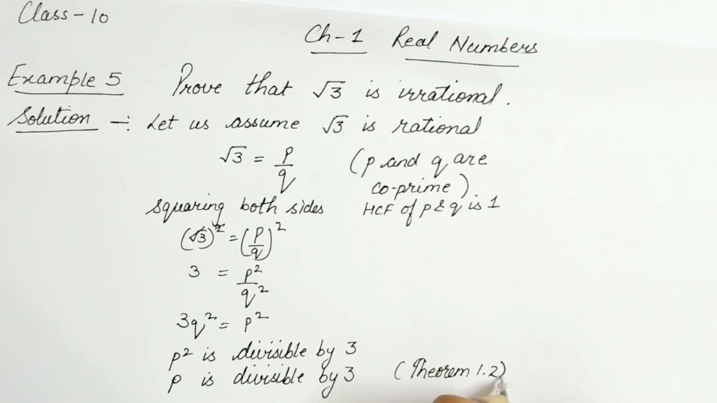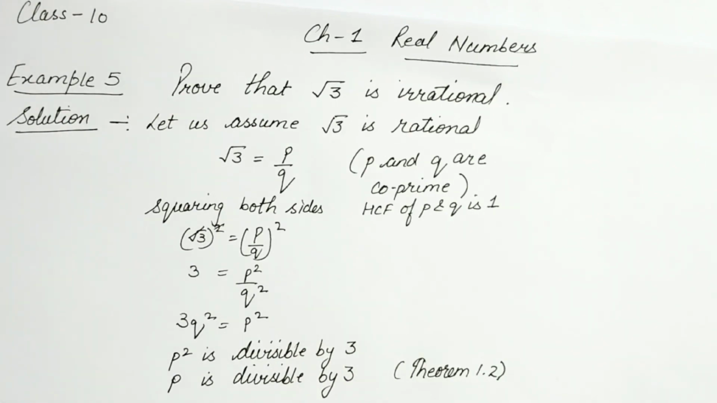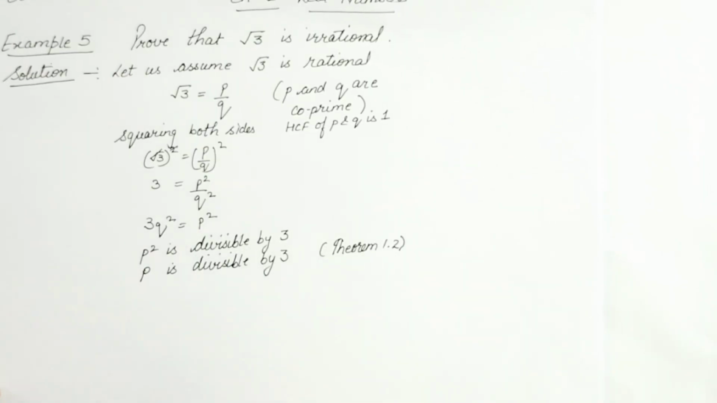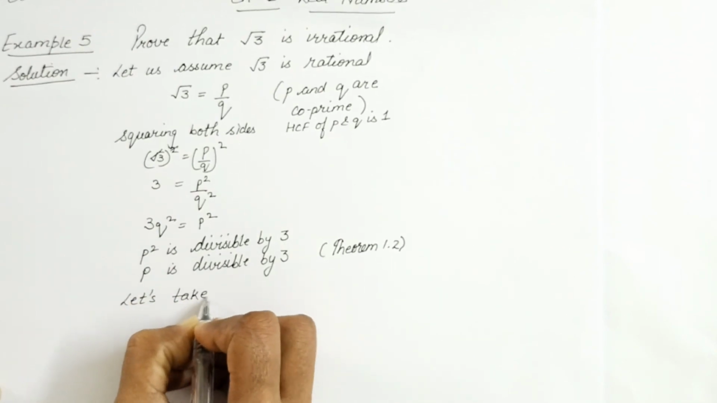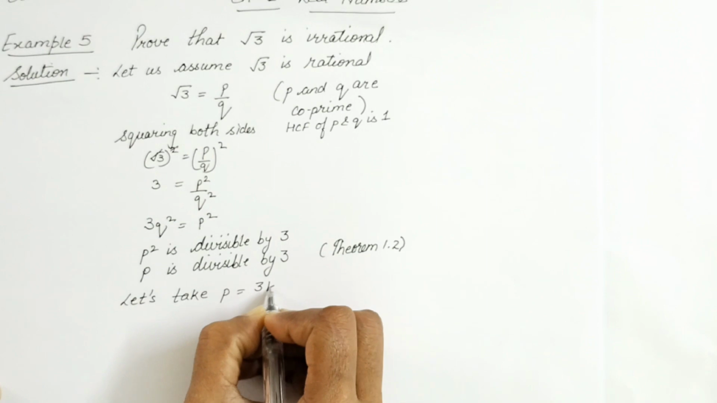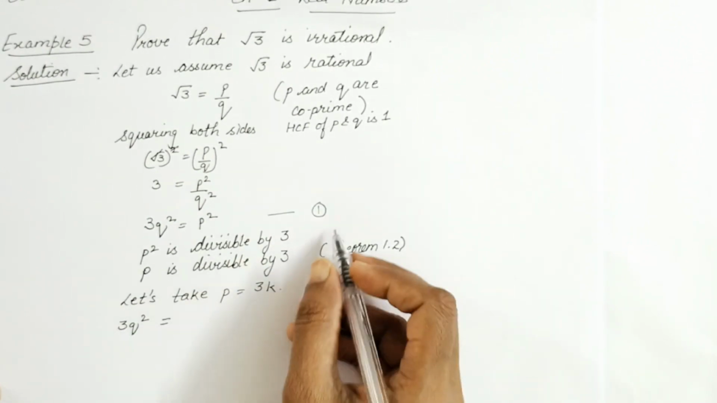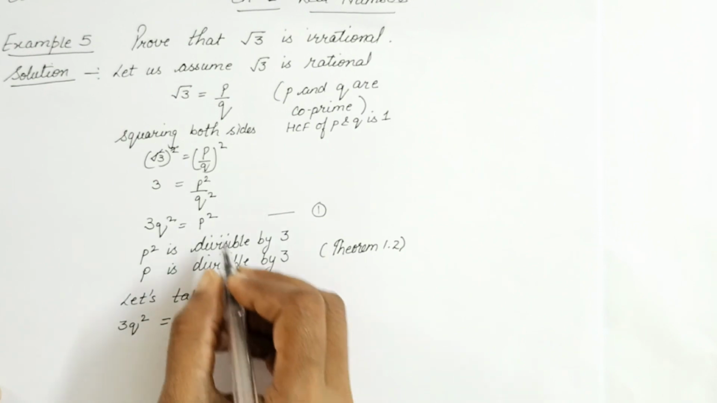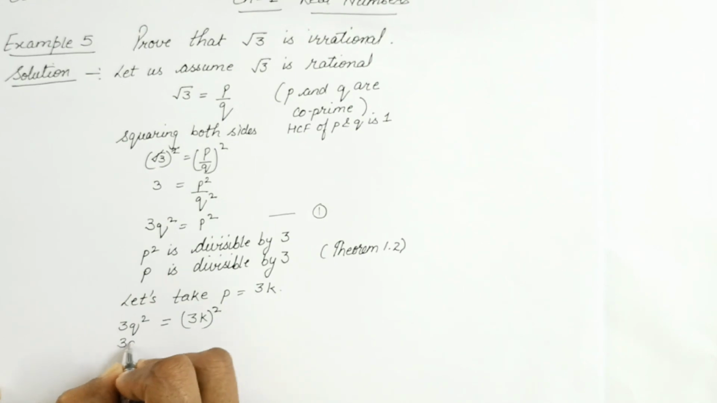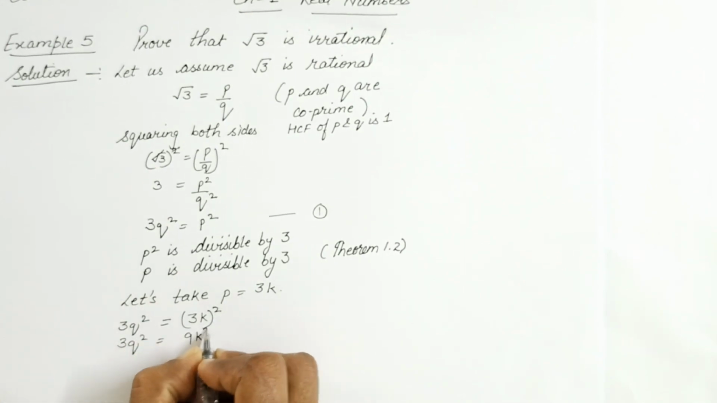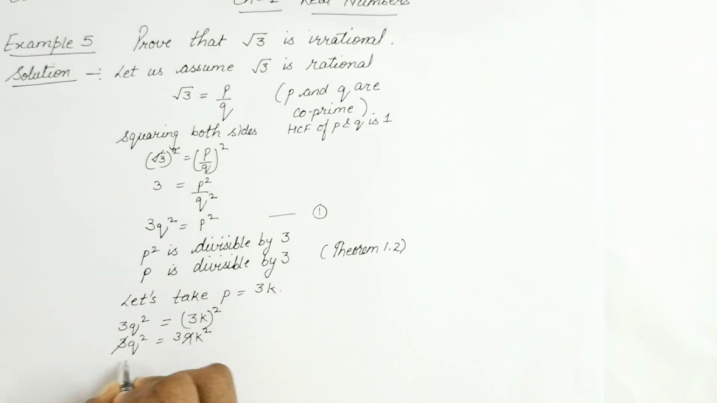Theorem 1.2 says, since P square is divisible by 3, P is also divisible by 3. We have already understood with the help of an example. Now you can write here that P is divisible by 3. So let's take P is equal to 3k. Now put this in 1. 3q square is equal to, P is equal to 3k, you are going to put here 3k whole square. It becomes 3q square is equal to 9k square. Cancel it out. So q square is equal to 3k square.